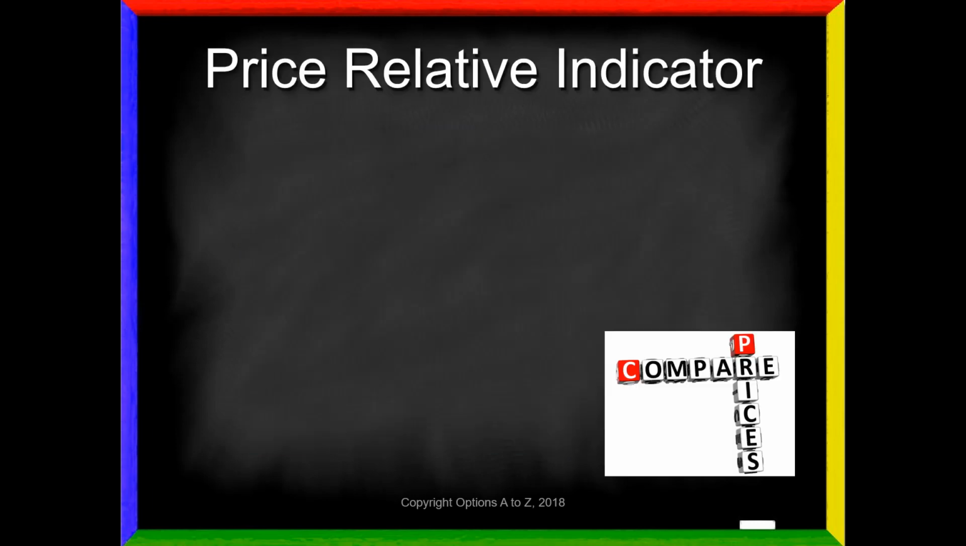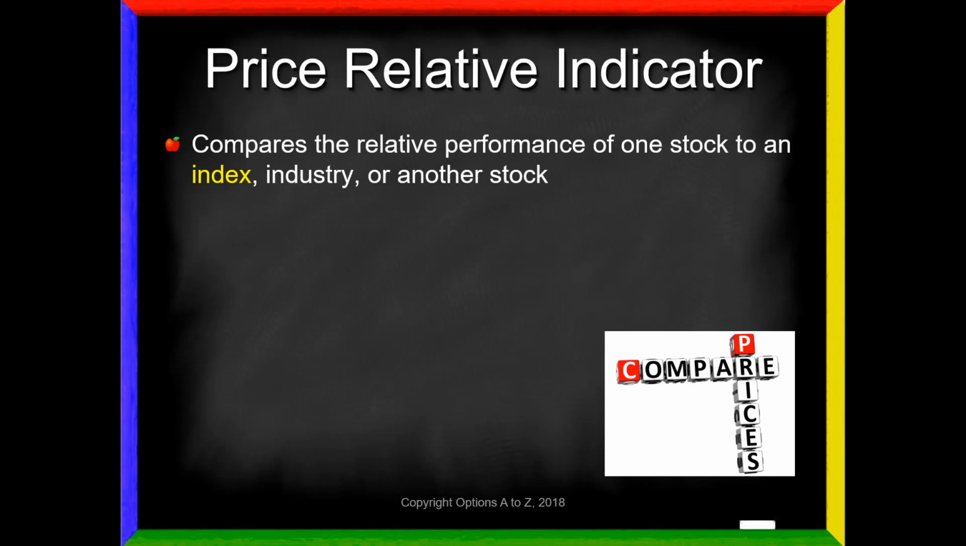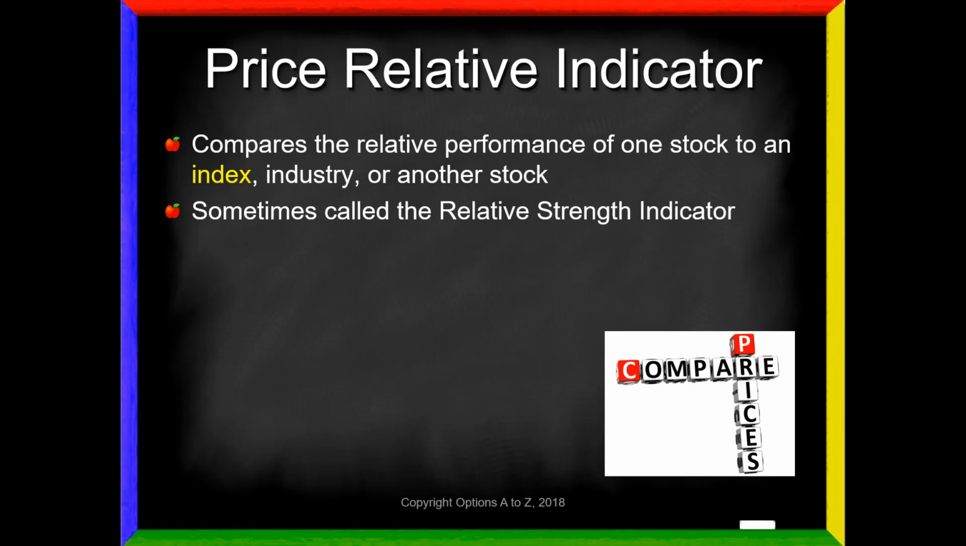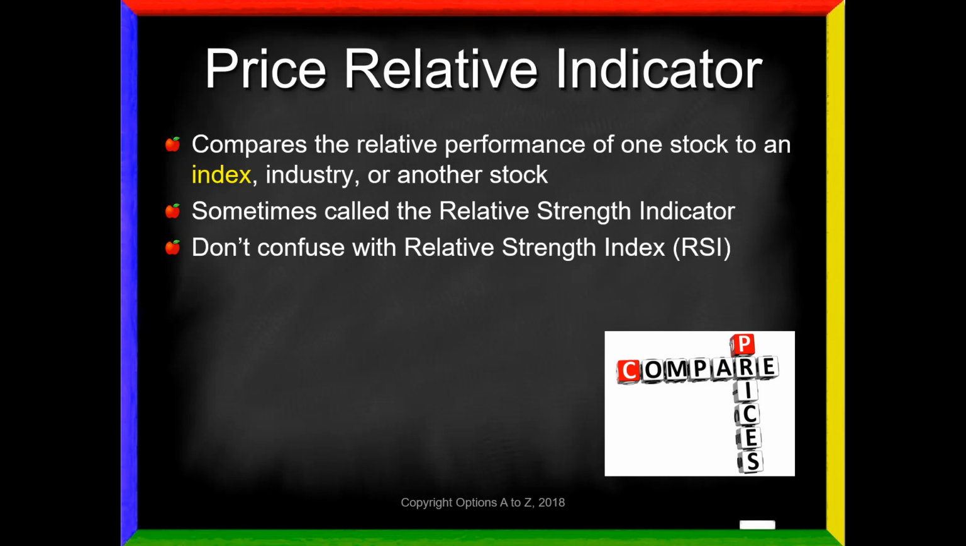The price relative indicator compares the relative performance of one stock to an index, industry, sector, or even another stock. I've highlighted the word index because in probably almost all cases, that's what traders are going to look at. But you could make comparisons to other industries or sectors. It is sometimes called the relative strength indicator and also abbreviated as RSI. But don't confuse that with the relative strength index, which is what people usually mean when they talk about the RSI. So I always call it the price relative indicator, just to make sure there's no confusion.